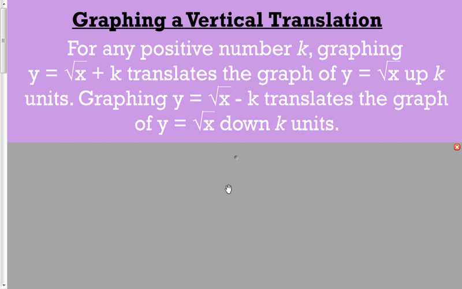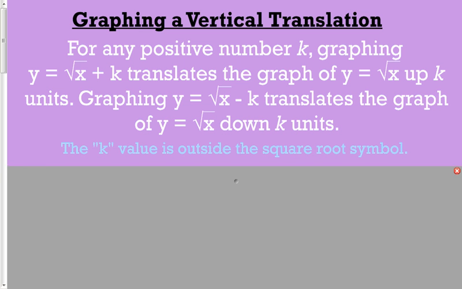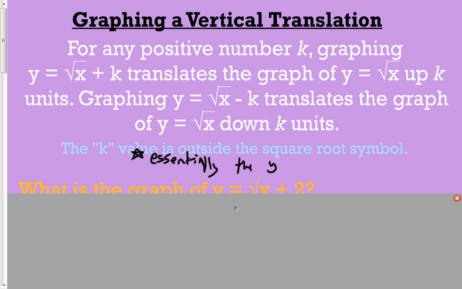So in other words, it's just where it starts. The k value is similar to the b value. The k value is outside the square root symbol, and I'm going to put here, it's essentially the y-intercept. So if you want to picture the y-intercept, the b value, as long as it's on the outside of the square root, it is like a y-intercept.